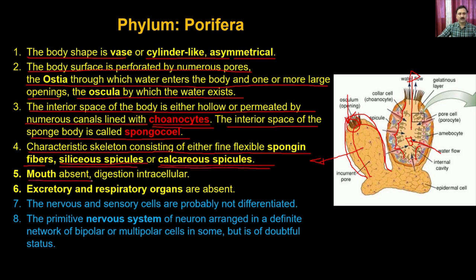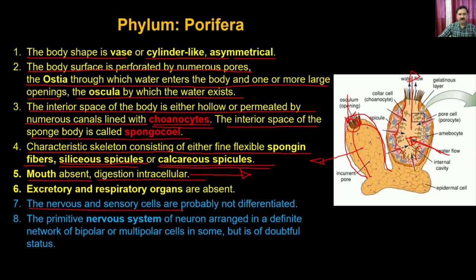There is no mouth present in sponges, and the digestion is intracellular, which means the material that comes into the body through the ostia is digested by the digestive enzymes present in the spongocoel, and then the toxic materials go out, or the water also goes out through the osculum.